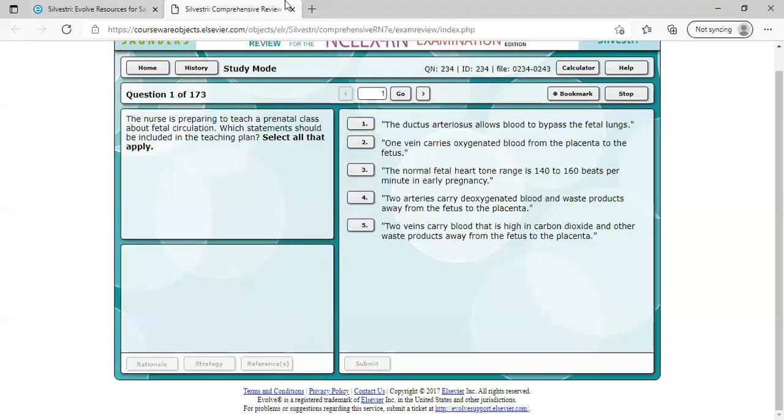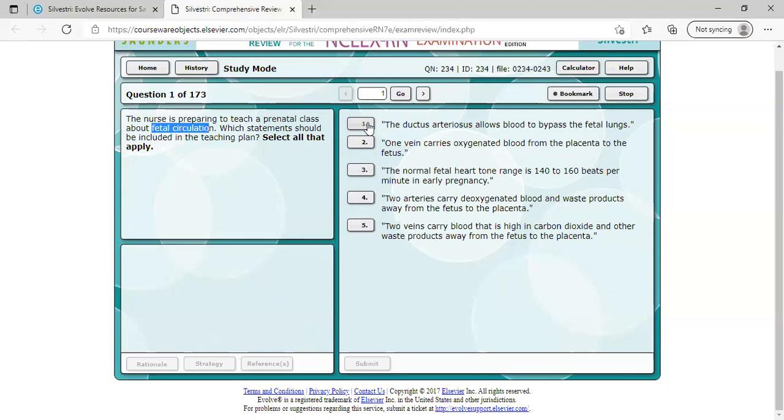The first question here. The nurse is preparing to teach a prenatal class about the fetal circulation. Which statement should be included in the teaching plan? So the examiner is asking this question about a prenatal class, right, before delivery, about the fetal circulation. Which statement should be included in the teaching plan? We select all that apply.